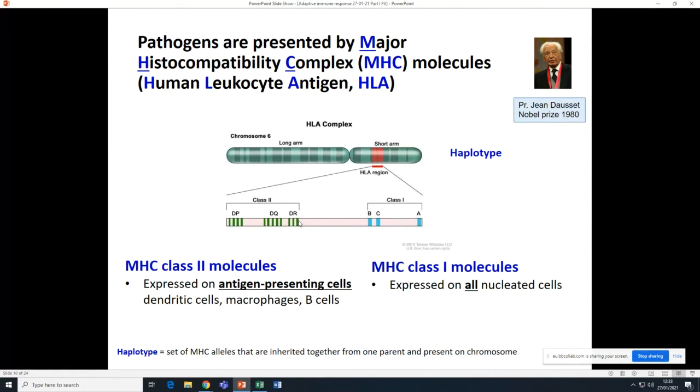Which molecule is expressed on macrophages? Would your answer be MHC class 1, MHC class 2, or MHC class 1 and MHC class 2?